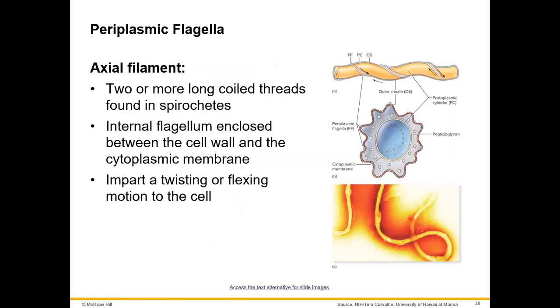So some bacteria have these axial filaments that actually wrap around the cell, like the spirochetes. And the bacteria then rotates in a corkscrew-like fashion to move, which imparts a twisting or flexing motion of the cell.